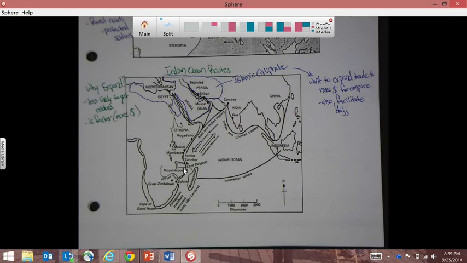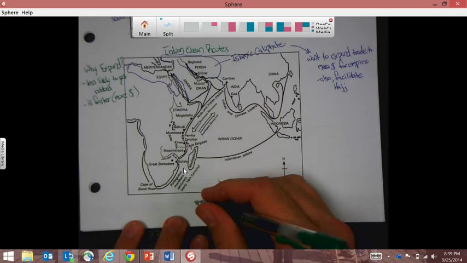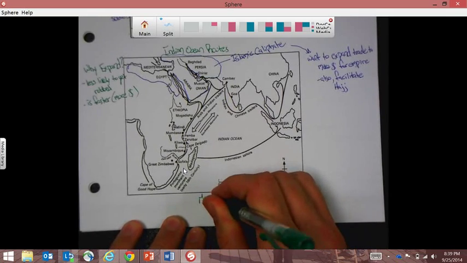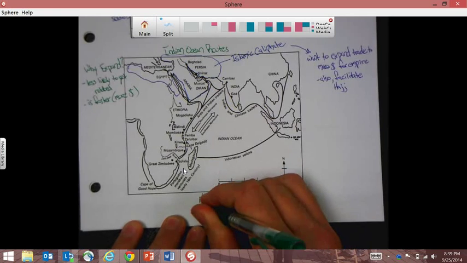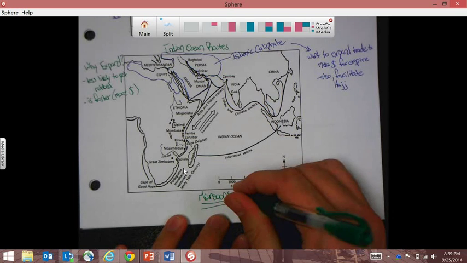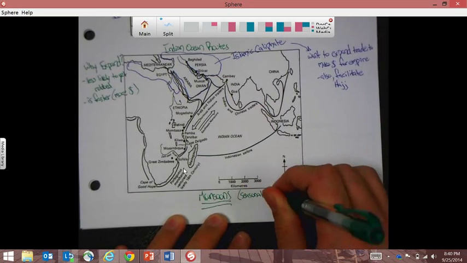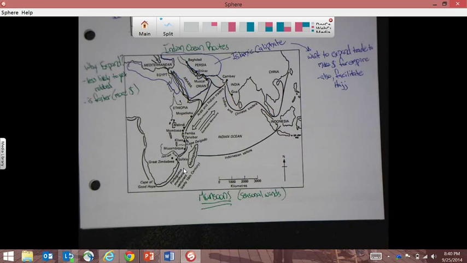Lastly, and most importantly, the Indian Ocean is really unique due to a natural phenomenon known as the monsoons. The monsoons. And these, I'm going to switch back to green. These I'm going to talk about down at the bottom. Monsoons. Really important. So the monsoons in the Indian Ocean are the seasonal winds that blow. And so they change directions each season.